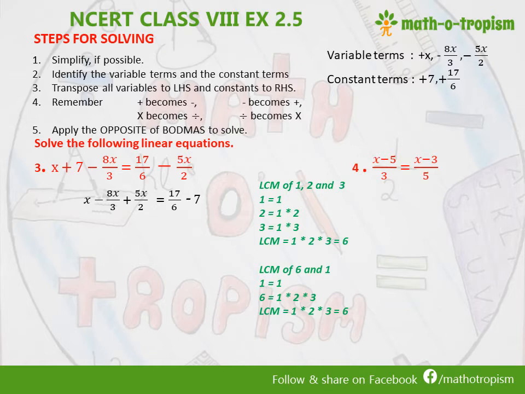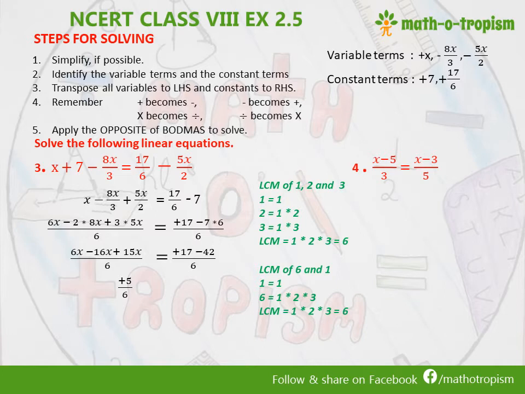So we will be writing 6x minus 2 into 8x plus 3 into 5x by 6 is equal to 17 minus 7 into 6 by 6. So this comes as 6x minus 16x plus 15x by 6 is equal to 17 minus 42 by 6. When we simplify, it becomes plus 5 by 6x is equal to minus 25 by 6.